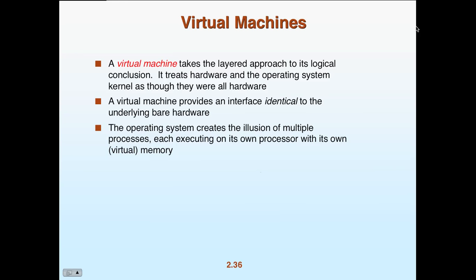So the JVM takes the layering approach to its logical conclusion, and it treats hardware and the operating system, known as the kernel, as though they were all hardware. It takes everything and treats it as a lower level abstraction, builds on top of it, and provides interfaces identical to the underlying bare hardware. And sometimes there are little memory issues. You don't get the same performance as if you're running exactly on top of the hardware, although modern day virtual machines are a lot better than they used to be.